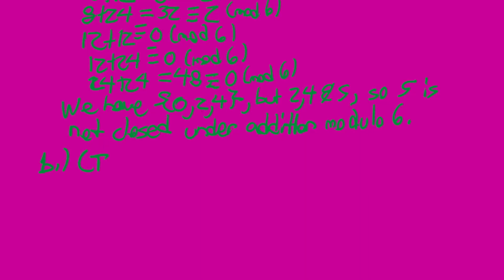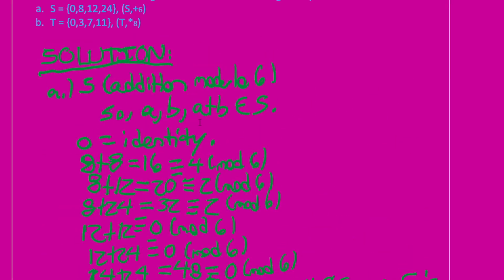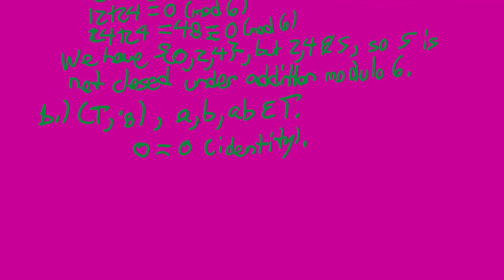All right, now let's look at part B. So we have T with multiplication modulo 8. For A, B, A times B needs to be an element of T. All right, so we have 0, and again, that's going to produce 0 for anything it's multiplied by. And we have 0, 3, 7, 11. Those are our elements. So we have 3 times 3, that's 9, which is logically equivalent to 1 modulo 8.